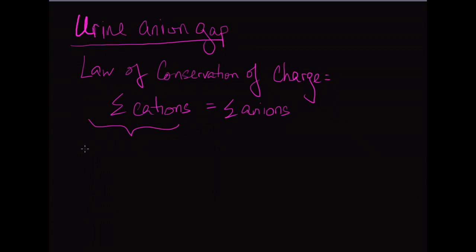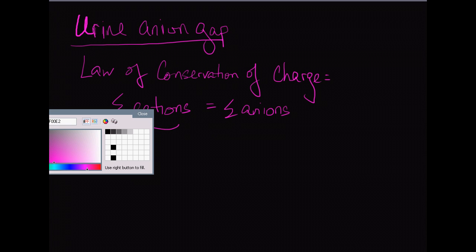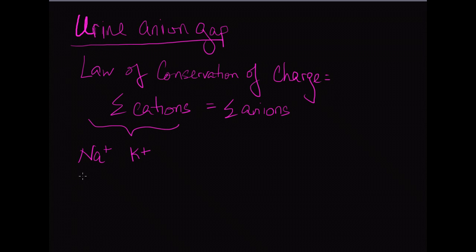Some of those, of course, are measured. Common ones include sodium. We measure that as a urine sodium concentration. Potassium, we measure that. And of course, we have unmeasured cations. So let's change color here and talk about the unmeasured cations. Those could be lithium, if we have any in the system, calcium, magnesium, and one in particular that's very important in the urine and not so much in the serum is ammonia.